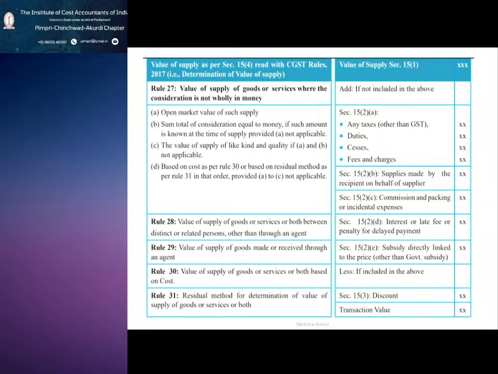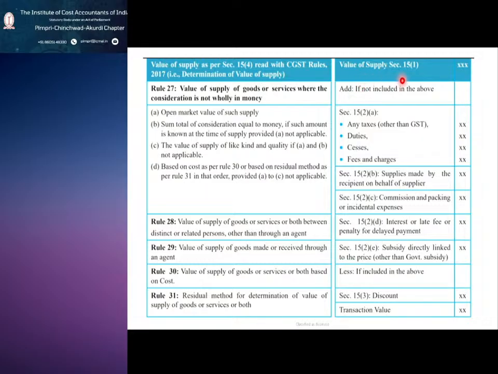So, valuation of supply. If you see on the right side, value of supply. So what is value of supply? It is the taxable value. On that value only you will be calculating the GST. So how to calculate that taxable value? First, whatever items are not mentioned, we need to add.